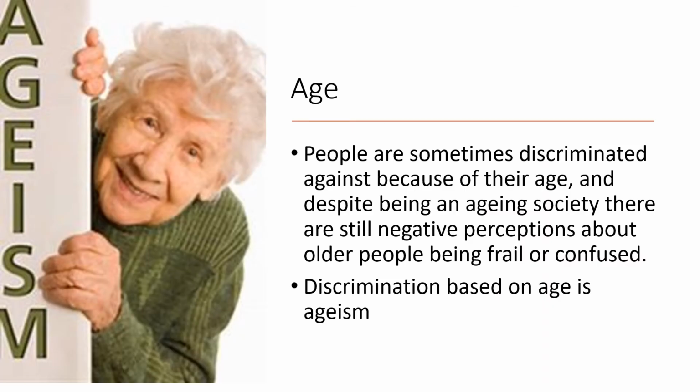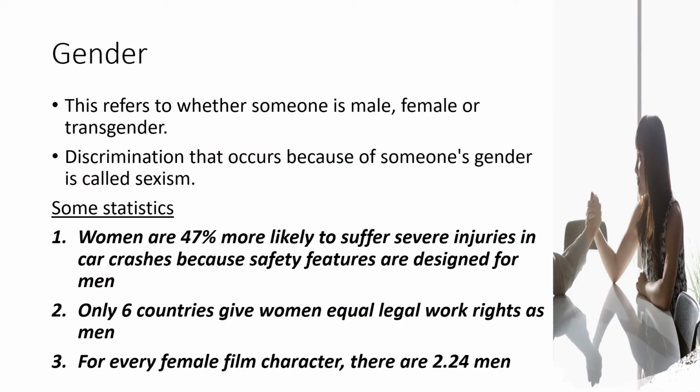Age. People are sometimes discriminated against because of their age, and despite people living longer in society, there are still negative perceptions about older people being frail or confused. Discrimination based on age is called ageism. Gender. This refers to whether someone is male, female or transgender. Discrimination that occurs because of someone's gender is called sexism.